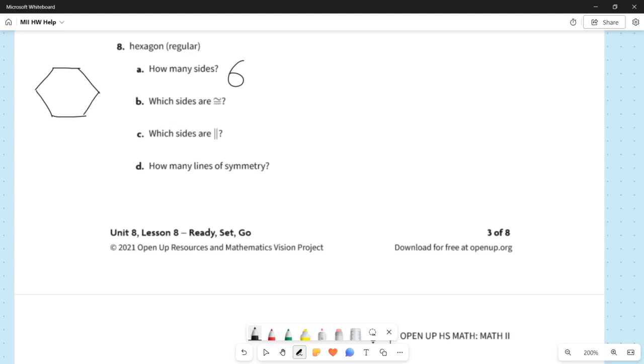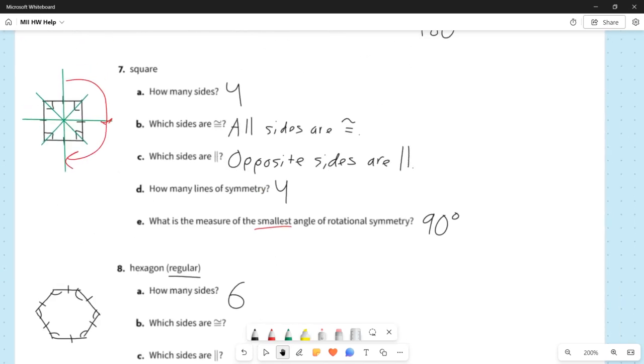Which sides are congruent? Well, notice that we're talking about a regular hexagon. And the definition of a regular, well, not just hexagon, but a regular polygon, right? So any figure with straight edges, if it is a regular polygon, it means that all of the sides are congruent and all of your angles are congruent. Like that. Notice that a square, from the question we just did, is a regular quadrilateral. It's a quadrilateral because it has 4 sides, and it's a regular quadrilateral because all of my sides are congruent and all of my angles are congruent.